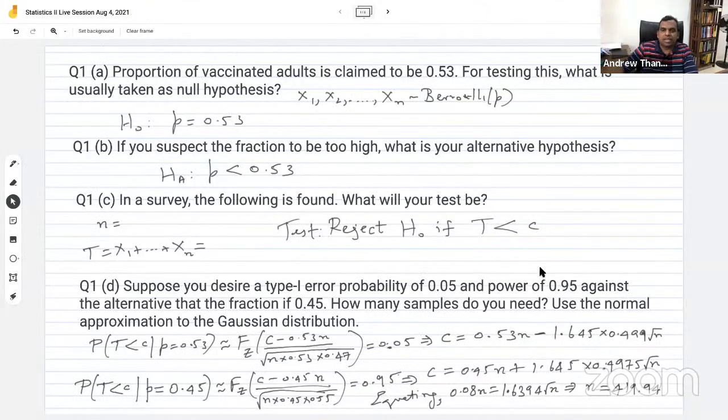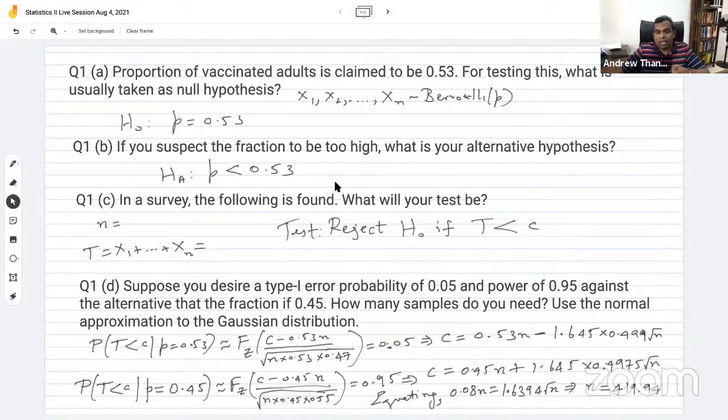Okay, so this is the setting, right? Proportion of vaccinated adults is claimed to be 0.53. I'm going to go ahead and survey some n people like I did over this call. And x1, x2, ..., xn is Bernoulli(p) is my assumption, and p is like the fraction of vaccinated people. My null hypothesis is p is 0.53. If you suspect it to be too high, alternative is p is less than 0.53.